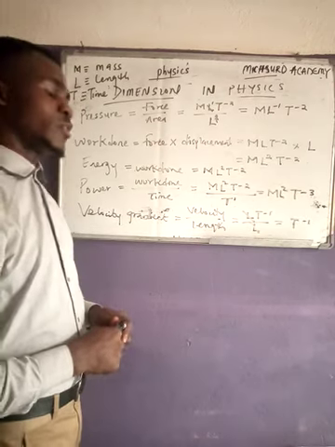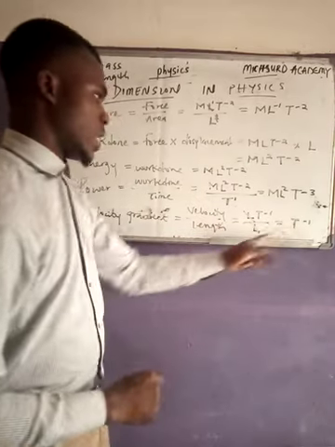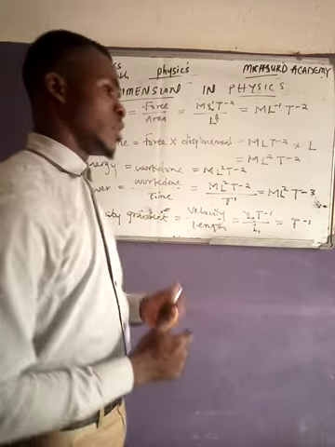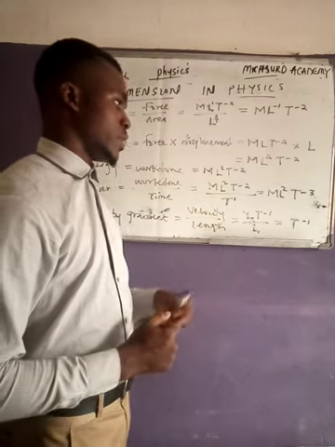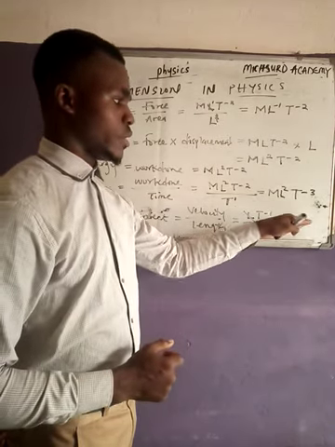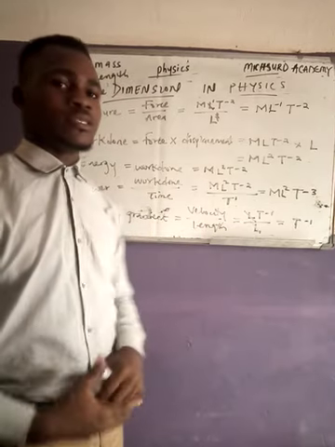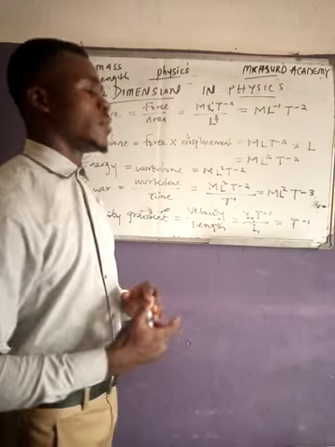So the question is, I want to ask a question. Which quantity has the same dimension as velocity gradient? So comment on the comment box there. Give me your answer. Which quantity do you think has the same dimension as velocity gradient? All right, so we are going to end the class here for today.